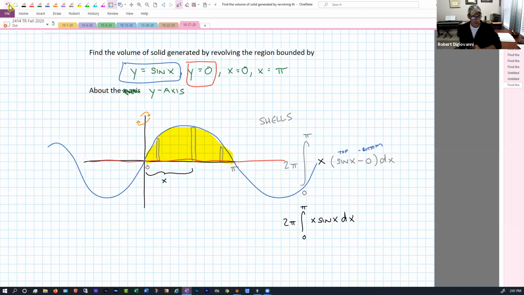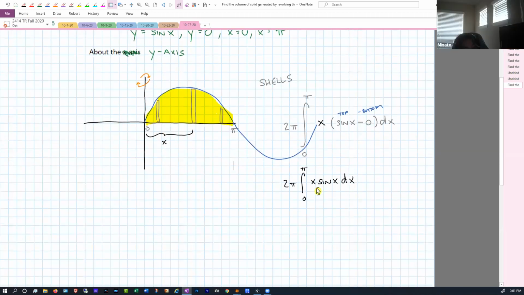Okay, are there any questions on the integral setup? 2 pi integral a to b. This right here is the distance from the axis of rotation to your rectangle, and then you have top minus bottom dx. So go ahead.